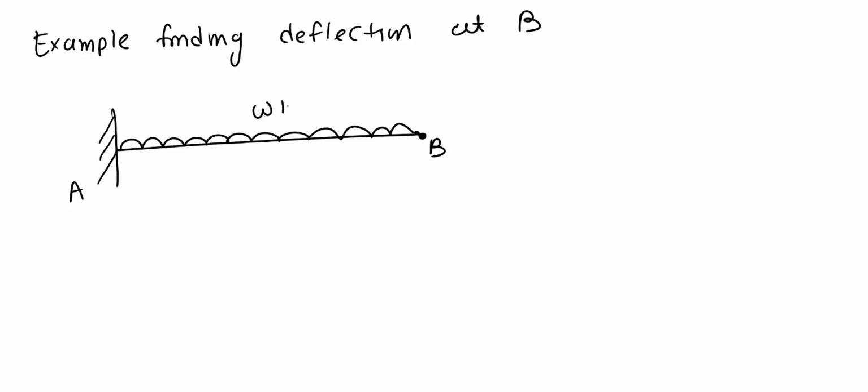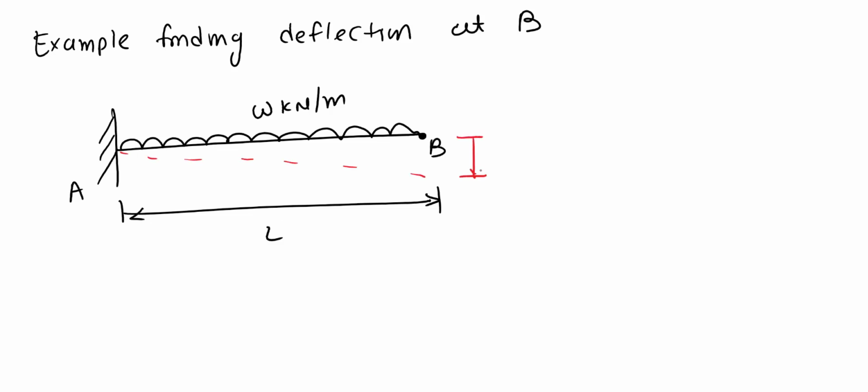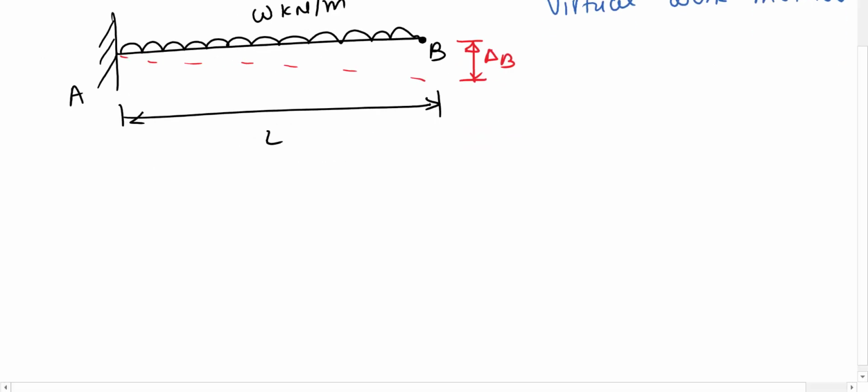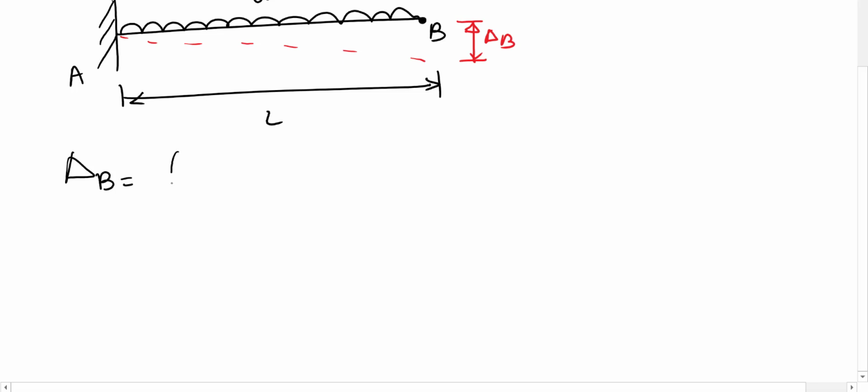So we have W kilonewton per meter, and it has a length of L. We need to find the deflection at point B, and we need to use the virtual work method. The equation is delta B equals the integration from 0 to L of small m, capital M over EI dx. That's the equation that we need to solve.